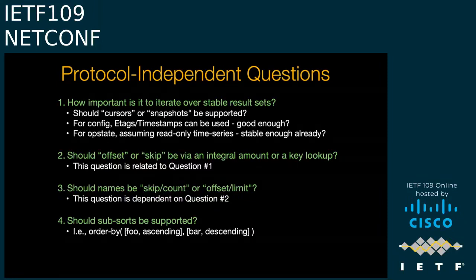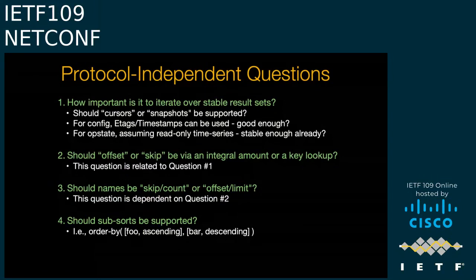For number four, the question is, should subsorts be supported? Currently the design, as just presented on the previous screen, was very much just a single sort, which is, by and large, 95% of what clients want. You imagine your email client, right? You can only do a single filter at a time. That's very common. But it is noted that SQL supports subsorts. So for instance, you can do an order by foo ascending and then by bar descending. So there's this question as to whether or not subsorts should be supported.